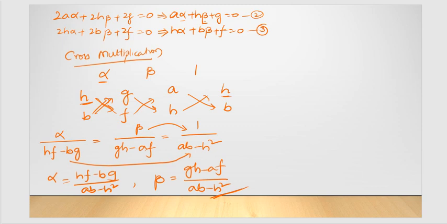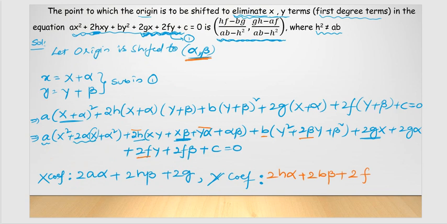So what is that? The origin should be shifted to ((HF − BG)/(AB − H²), (GH − AF)/(AB − H²)). So here the denominator is AB − H². Since the denominator should not become 0, otherwise it is not defined, right? So that's why, what is the formula? ((HF − BG)/(AB − H²), (GH − AF)/(AB − H²)). So this is nothing but the formula.